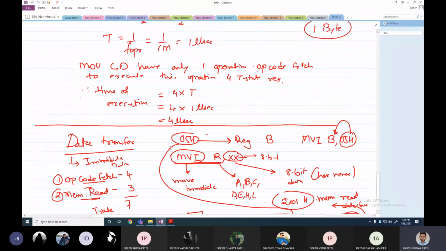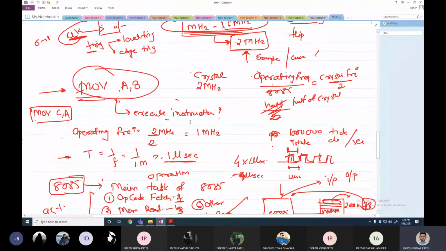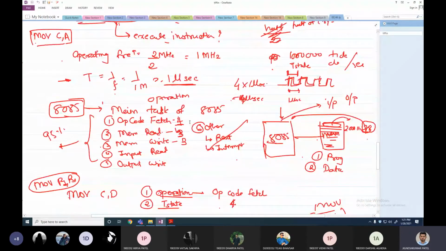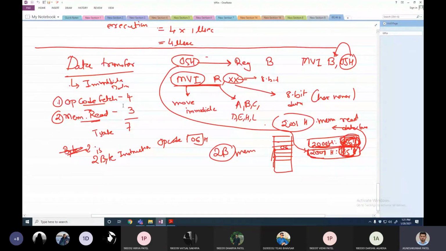So in the last lecture, we studied an instruction called MVI. What does that instruction do? It does an immediate data transfer from the immediate address to your register. So who is going to provide the immediate data? That's the question. The immediate data would be provided by the user itself.